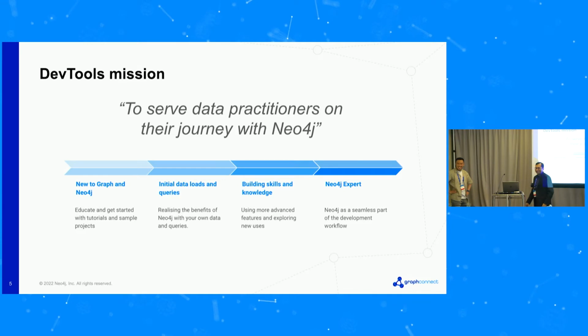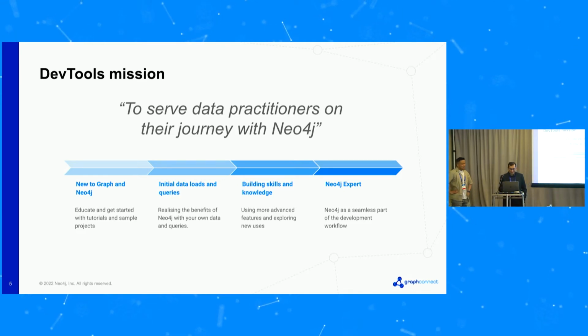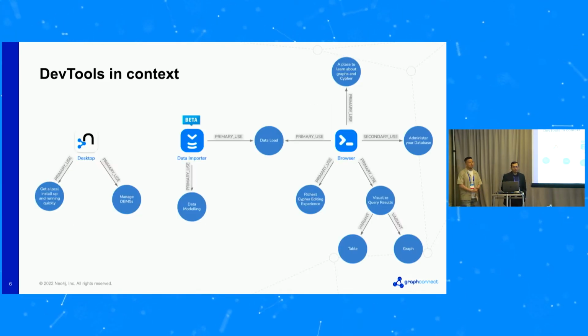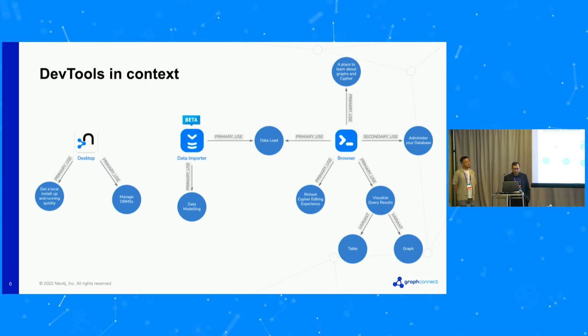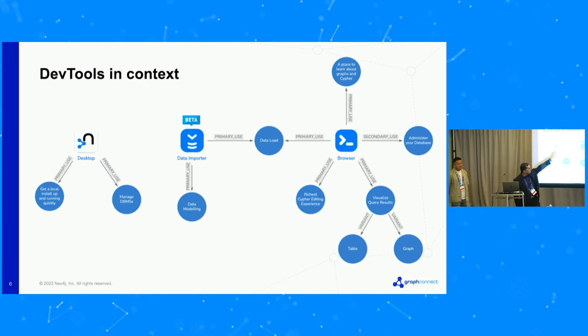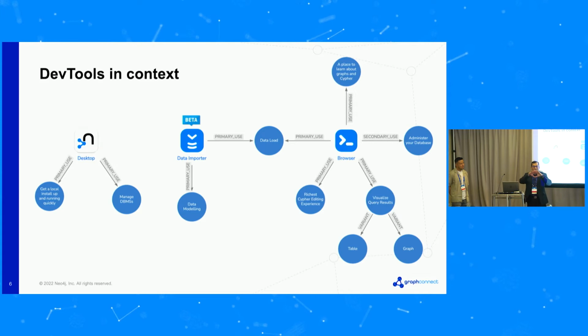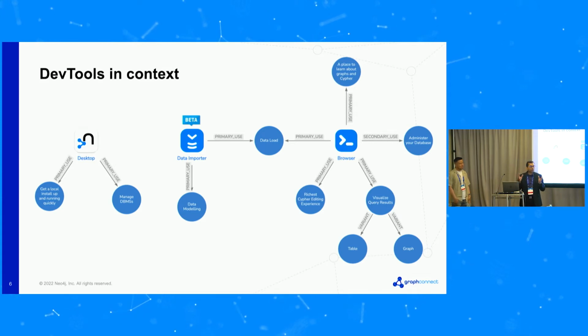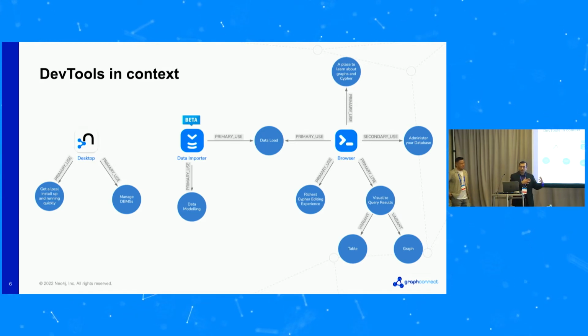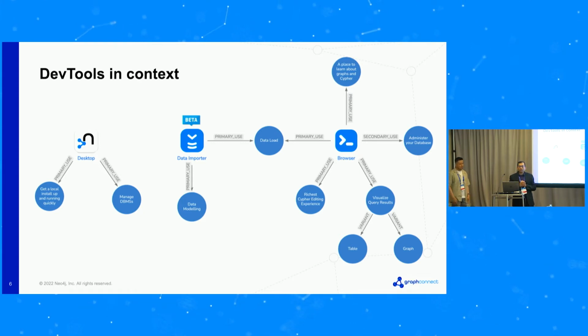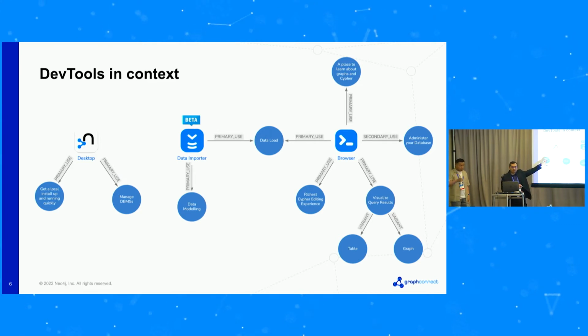All right. So DevTools in context: what do we mean by DevTools? There are 3 tools up here: Desktop, Data Importer, and Browser. In collection, that's what we refer to as DevTools. There are a few others. There's a GraphQL library that we also think about in the context of DevTools. But we're showing a little bit of our organization to you here in terms of how they're structured inside the company.